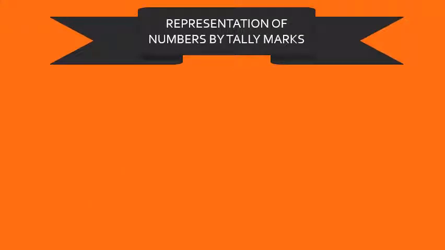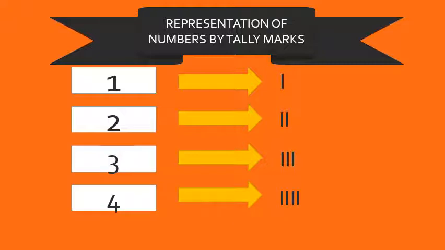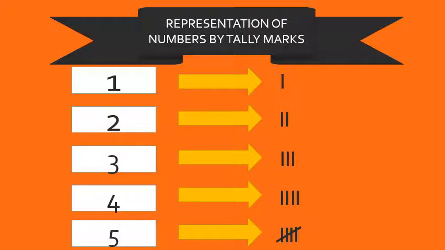Now let's learn how to do the representation of numbers by tally marks. 1 is represented with one single line. 2 is represented with 2 lines. 3 is represented with 3 lines. 4 with 4 lines. 5 is represented as 4 plus 1. So first we will draw 4 lines and then the fifth line will be cancelling those 4 lines. This is how we represent 5.